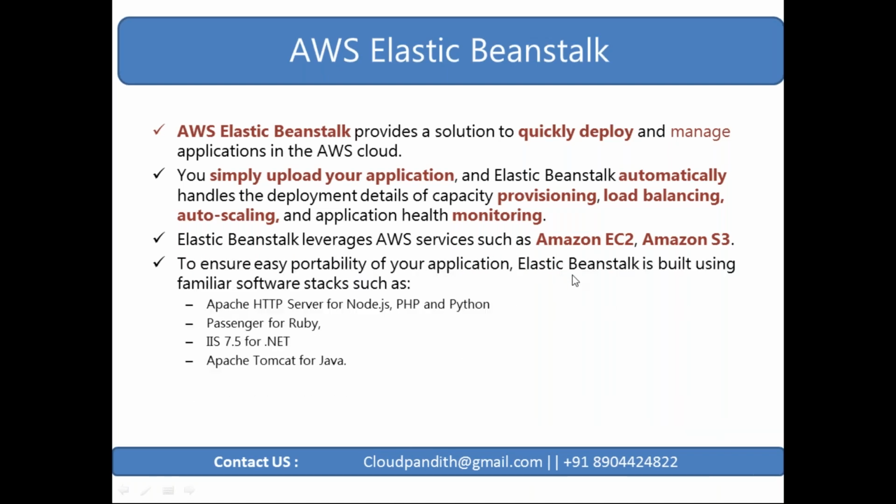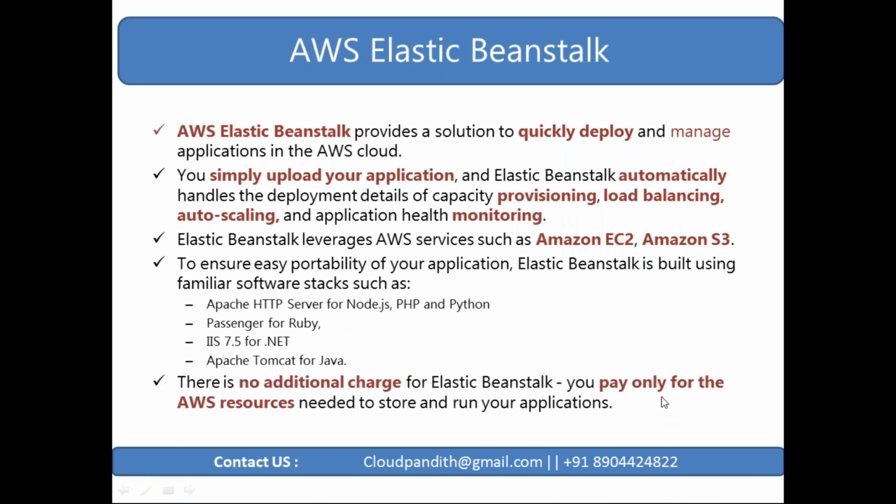Beanstalk is developed on Apache Tomcat for Java. So if you want to develop any Java application, you can deploy it, and this Java application will run on Apache Tomcat. If you have Python or something else, we have HTTP servers. For each language they have some backend runtimes, and your code will run in those backend runtimes. You don't need to worry about that. There is no additional charge. You pay for whatever AWS services you are using. Let's say I'm using S3 and an EC2 instance; for those things you have to pay.